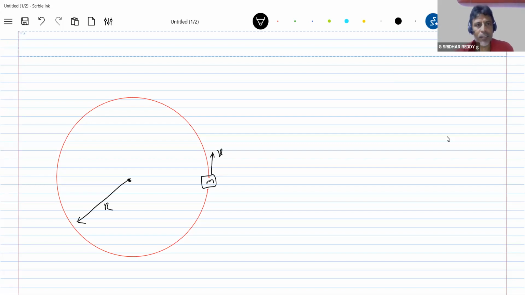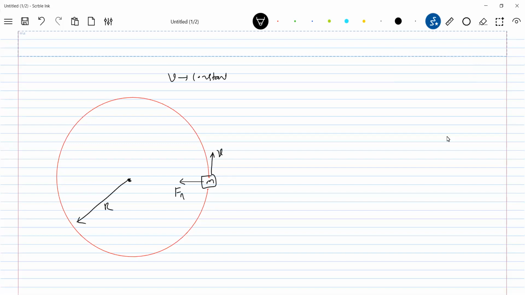So the first thing: what are the forces that will be acting? There is a centripetal force due to the change in direction of motion. So there should be a centripetal force, a normal force, I'll call this one. And this v is a constant.